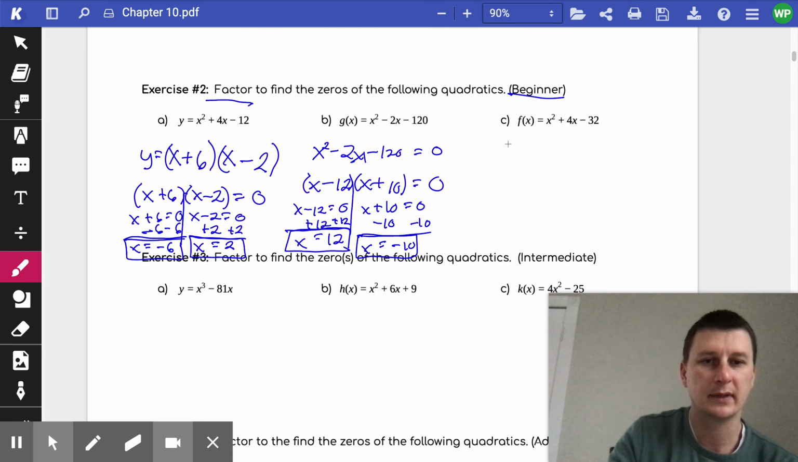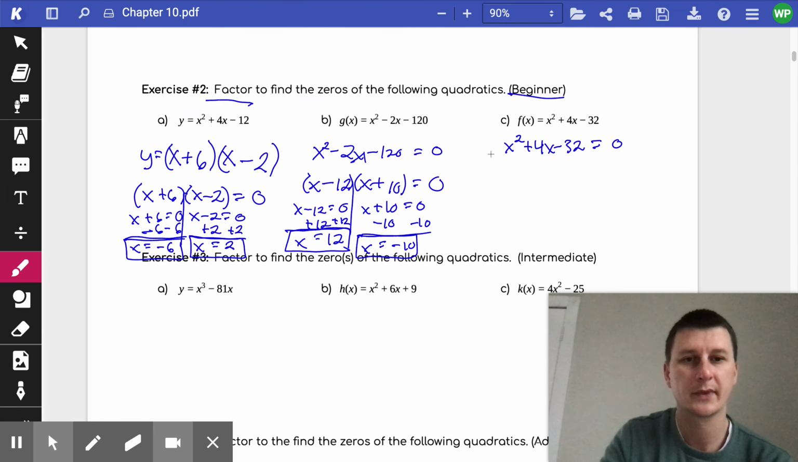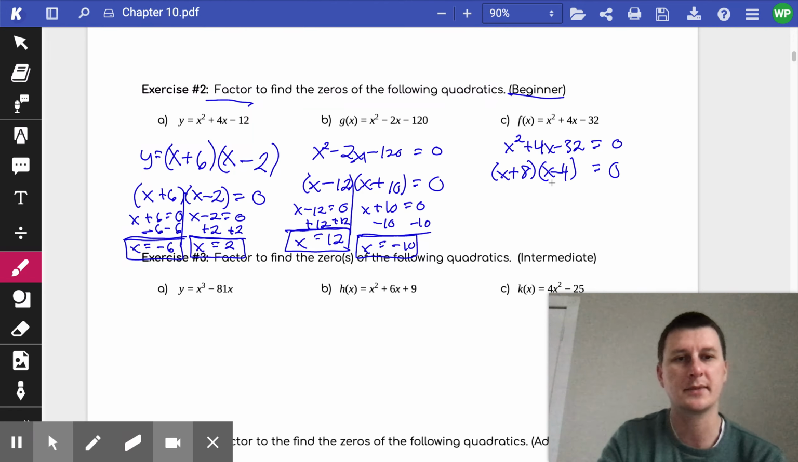Finally, for my last one, I'm going to do the same exact thing that I've been doing. I'm going to set my quadratic equal to 0, because I'm trying to find out where this equation is equal to 0, or my x-intercepts, my zeros, or my roots. I'm going to factor this by finding two numbers that multiply to 32 and add to 4. So that might be a simple one if you thought of 8 and 4. And then my signs, I'm going to need a positive and a negative, because 8 times negative 4 will give me negative 32, and 8 minus 4 will give me positive 4.